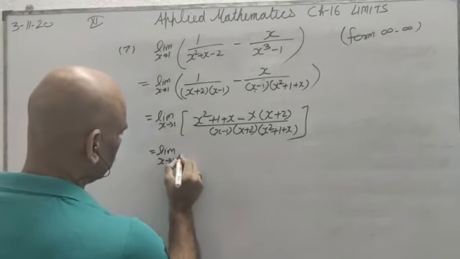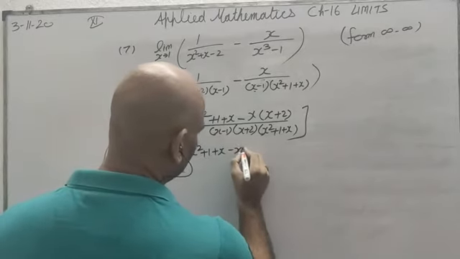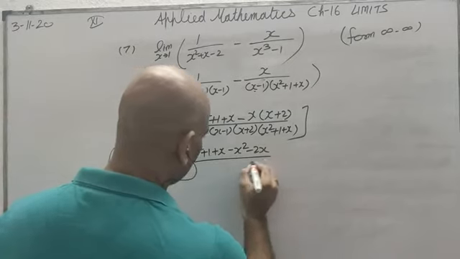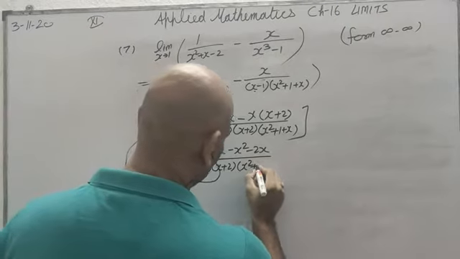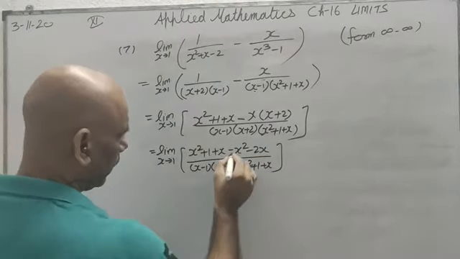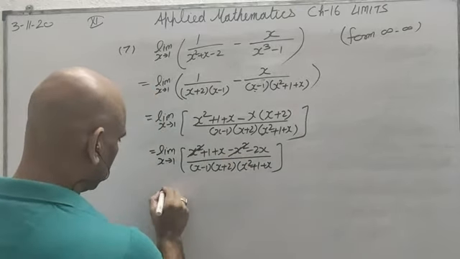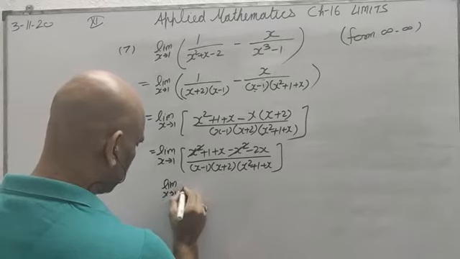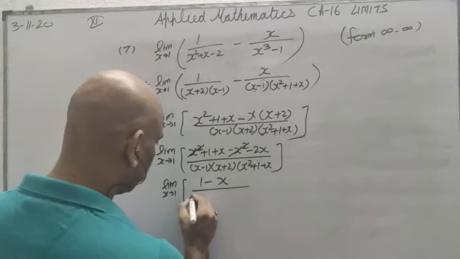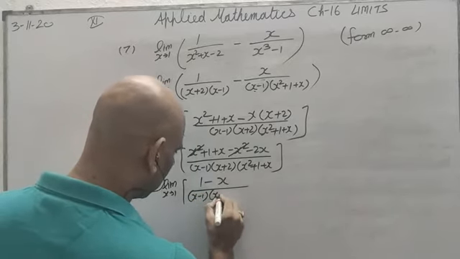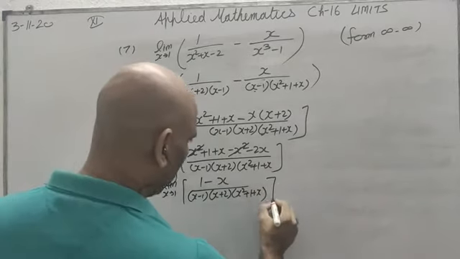Limit x tends to 1, x square plus 1 plus x minus x square minus 2x, and at the denominator let me keep everything like this only. I got x square plus 1 plus x. Now x square and x square cancel. 1 minus x. So limit x tends to 1, 1 minus x, and on the other hand I got x minus 1, x plus 2, x square plus 1 plus x. Now let me substitute x as 1.